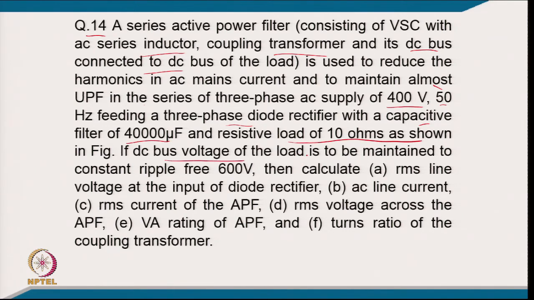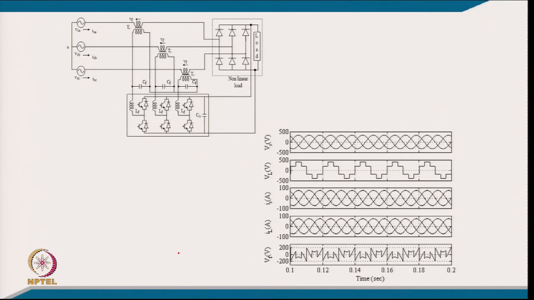If the DC bus voltage of the load is to be maintained constant and ripple free at 600 volt, then calculate the RMS line voltage at the input of the diode rectifier, AC line current, RMS current of the series active filter, RMS voltage across the series active filter, volt ampere rating of the series active filter, and the turns ratio of the coupling transformer. So, in the circuit here also we have a common DC bus of the load and series active filter, and we inject the appropriate voltage in a manner that these currents are in phase with the supply voltage at unity power factor and they are harmonics-free balanced sinusoidal currents.